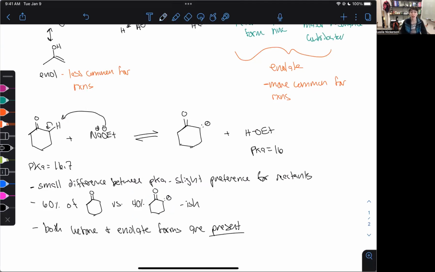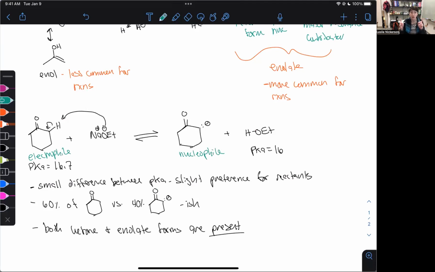Okay, so we want to keep that in mind when we're thinking about this, because in this form it is an electrophile. We've got that ketone as our electrophile. And then over here, we have made a nucleophile.